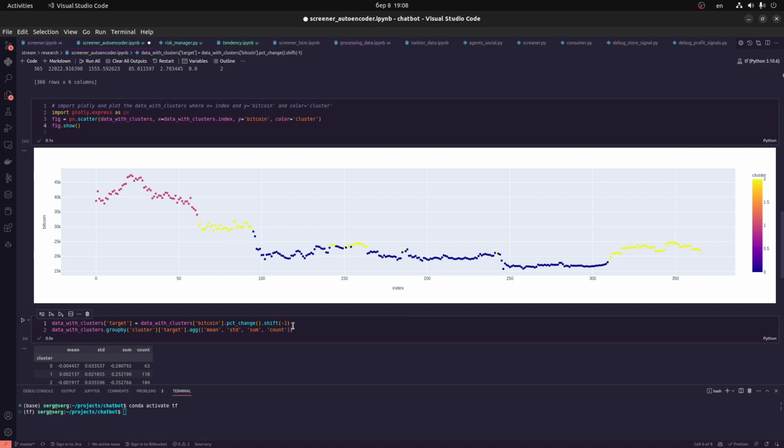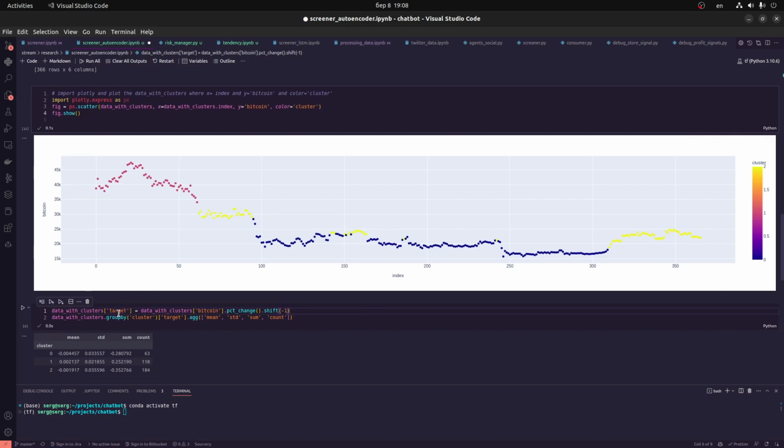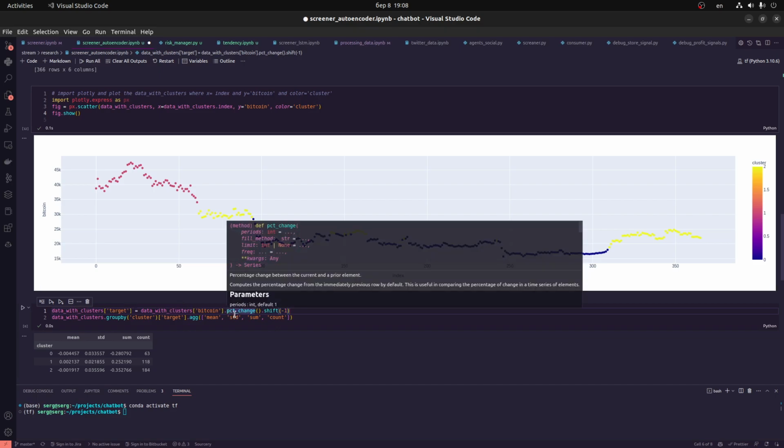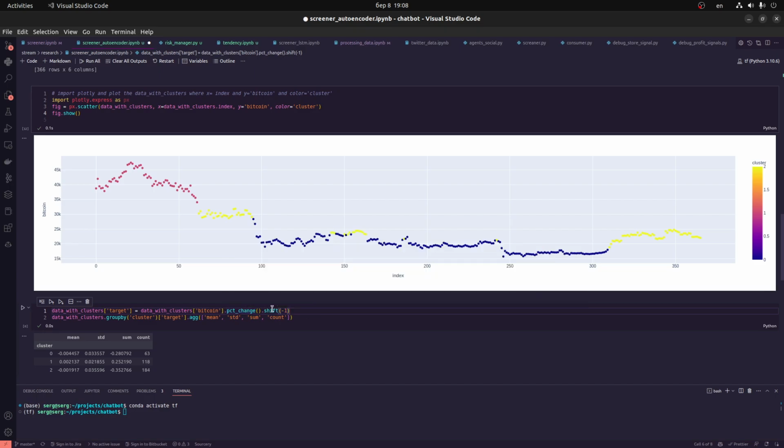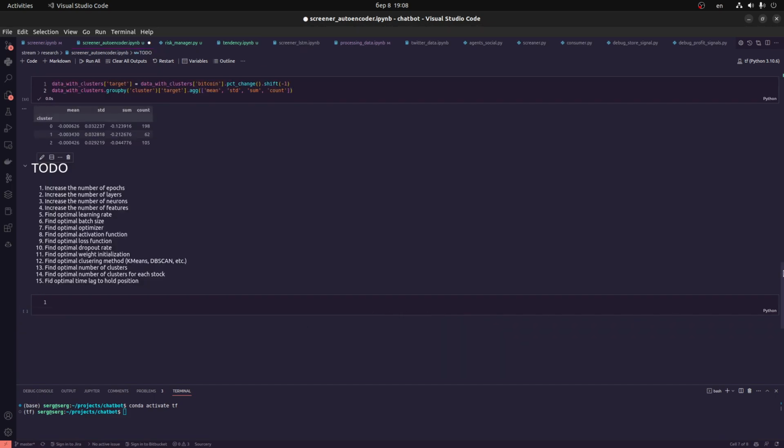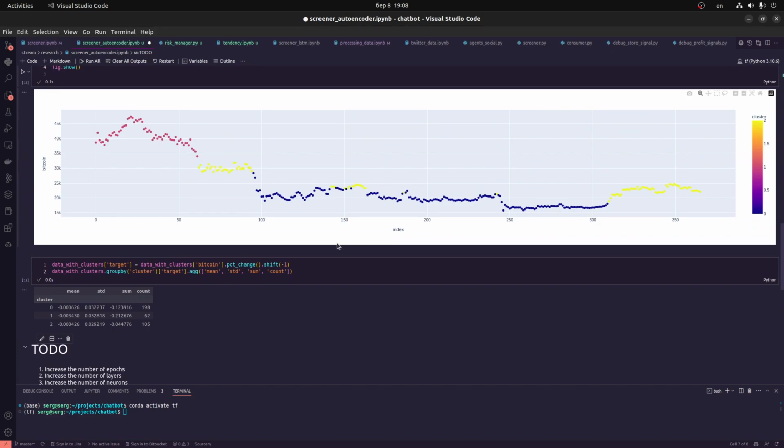For example, let's create some target. The target would be the percent change on the next day for Bitcoin. And let's aggregate the statistics. So we split our data on the clusters and calculate the mean, standard deviation, sum, and count. And what's very interesting there.